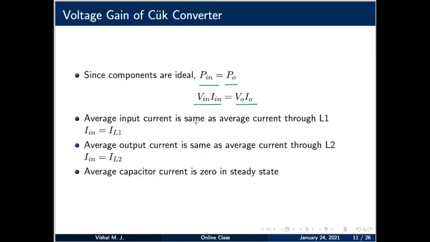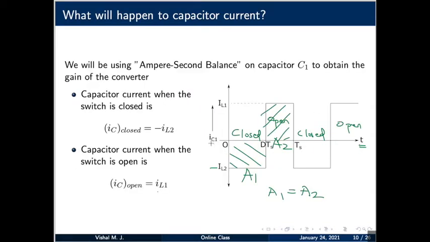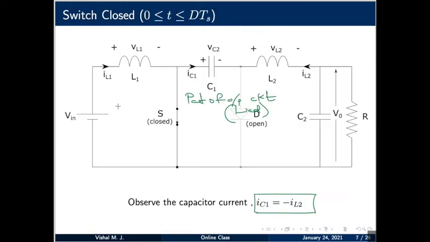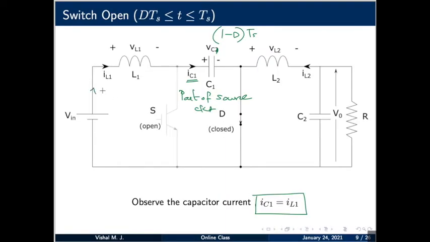The average input current is the same as the average current through IL1. Let us see why it is so. See the topology. IL1 and IN, the source current, are they not the same? Always when the switch is closed, it is so. When the switch is open, even then IL1 is the same as IN. Thus, we can say your input current is the same as the average inductor current. And how about IL2?